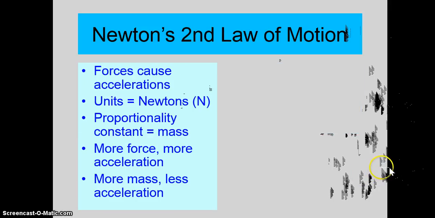The second law is the net force is equal to the mass times the acceleration. The mass is in kilograms. The acceleration is in meters per second squared, and the force, of course, is in units called newtons. We'll do some examples with that shortly.